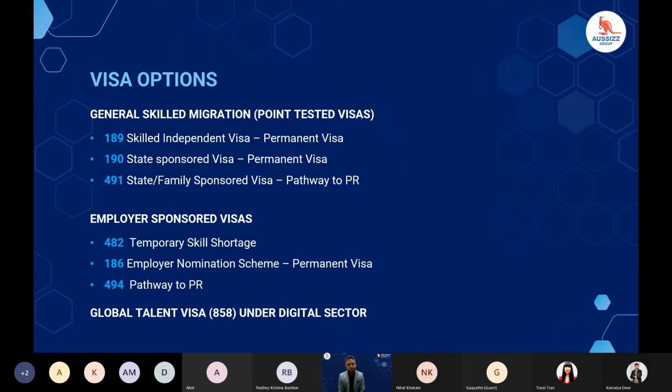Now, you don't have to work in your nominated occupation when you're living and working in the regional area. And the regional areas, again, are anything except Sydney, Melbourne, and Brisbane metropolitan areas. Everything else is pretty much regional.